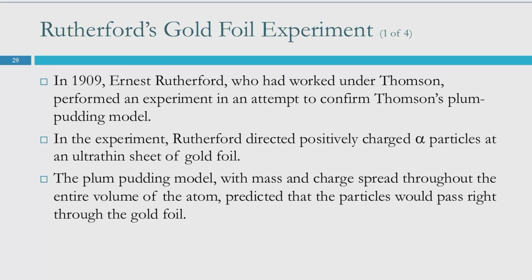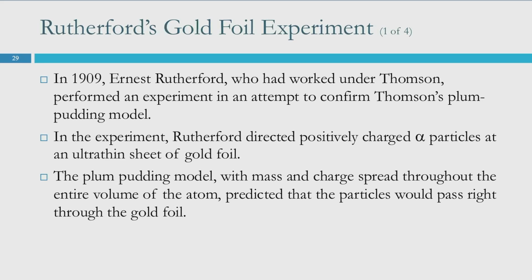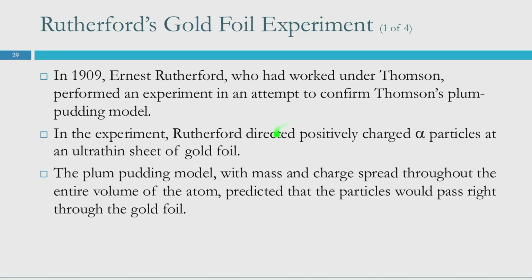Okay, so Rutherford in 1909 came along. He had worked with Thomson, and he did some experiments to try to see if Thomson was right. So he designed an experiment where he took positively charged alpha particles and directed them at a very, very thin sheet of gold foil. The idea was, if it's a very thin sheet of gold foil, maybe only a couple of atoms wide, you should be able to direct the alpha particles to just kind of crash through that thin foil.